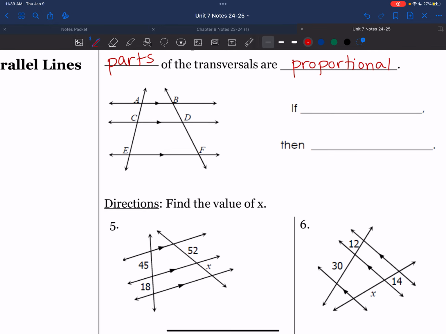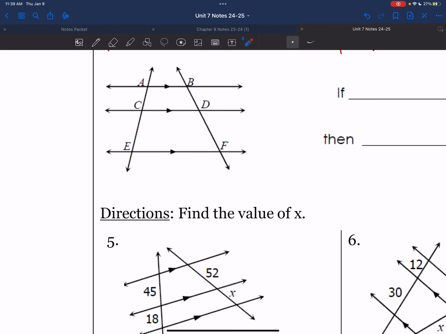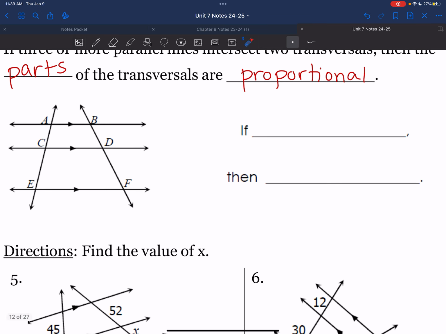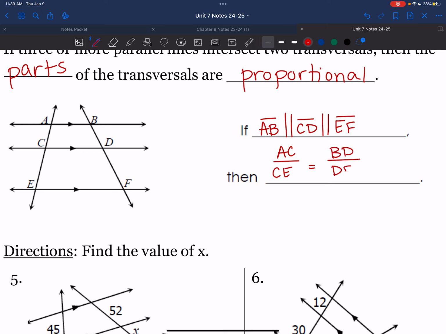So, for example, if we got 3 lines that are parallel, and then we have 2 transversals, right? Since these lines are parallel, then I can say that AC over CE is equal to BD over DF. So if AB is parallel to CD, which is parallel to EF, then that means that AC over CE is equal to BD over DF.